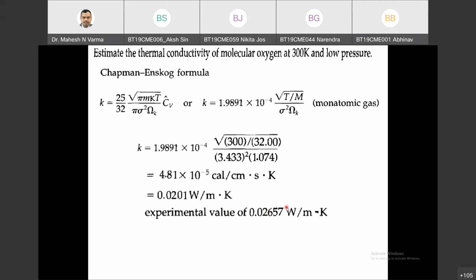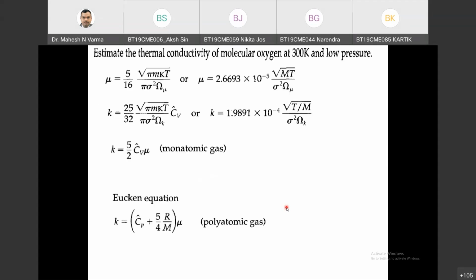Similarly, I can use a Maxwell equation. How to use the Maxwell equation for this estimation of thermal conductivity? Roll number 85, Karthik. Yes, sir. For Maxwell's equation, we will require the Boltzmann constant. Maxwell equation will require the Boltzmann constant. This is the Maxwell equation. Oh, okay, sir.